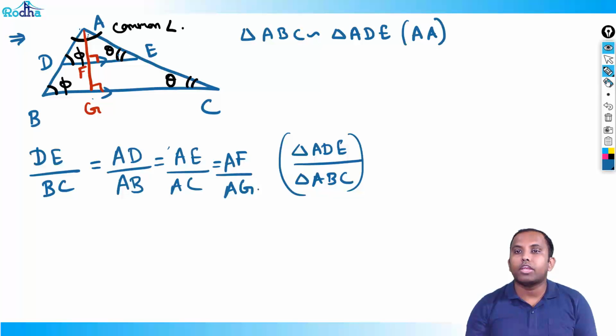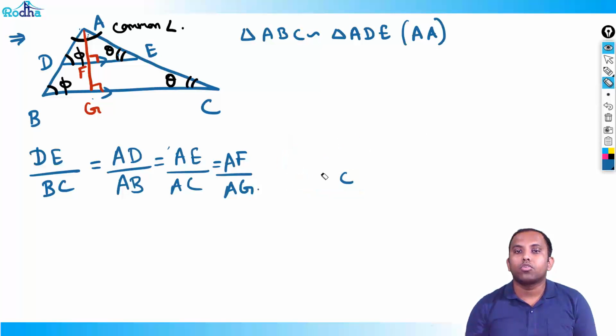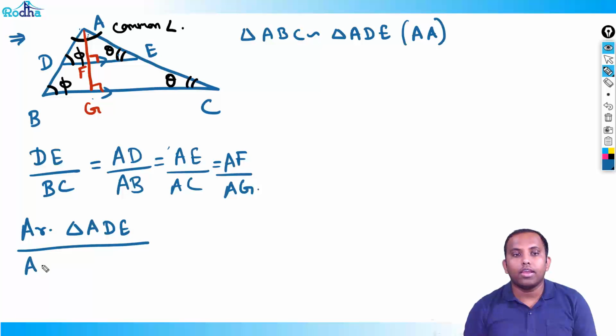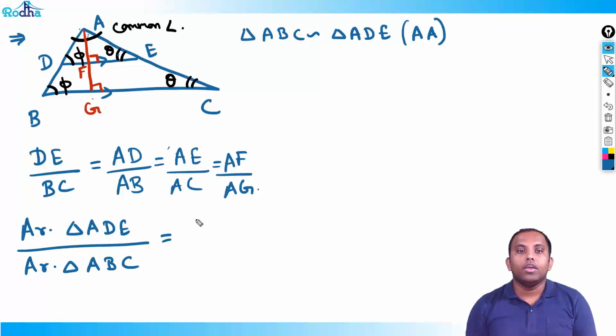Now I have to take the ratio of areas into account. The second point I'm talking about: what is the ratio of the area of triangle ADE upon the area of triangle ABC? ADE upon ABC. When two triangles are similar, as in the second point from the slide before last, the ratio of areas is equal to the square of the ratio of corresponding sides and heights and all.